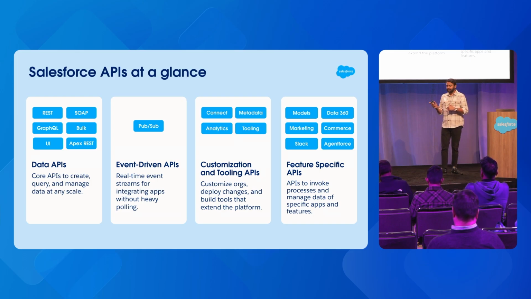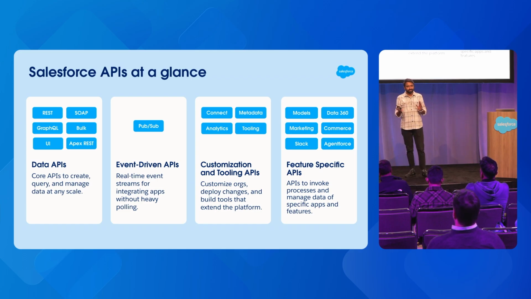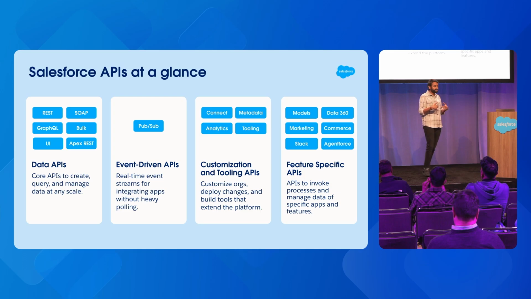But the other flavor that we have is event-driven APIs, which is what we also call PubSub, which is publish-subscribe, which means you don't ask for data, data gets pushed to you. Think of it like push notifications. If somebody follows you on Instagram, you get a push notification saying that somebody followed. You don't ask for it.